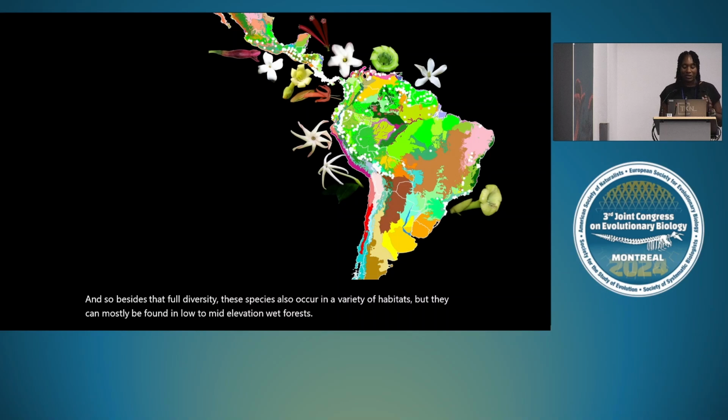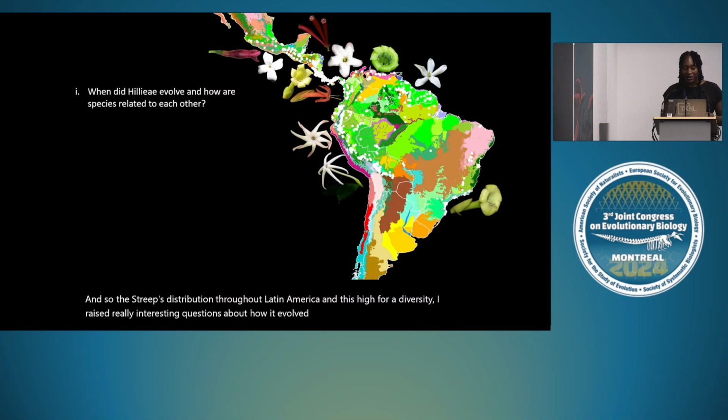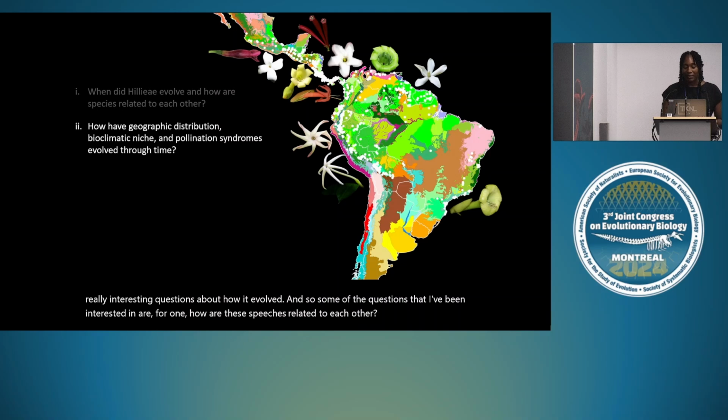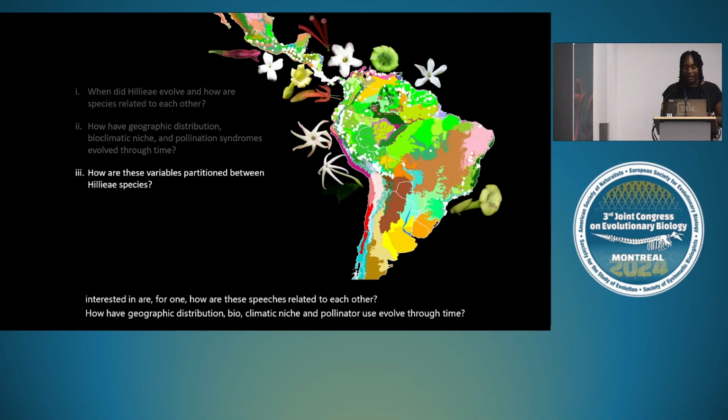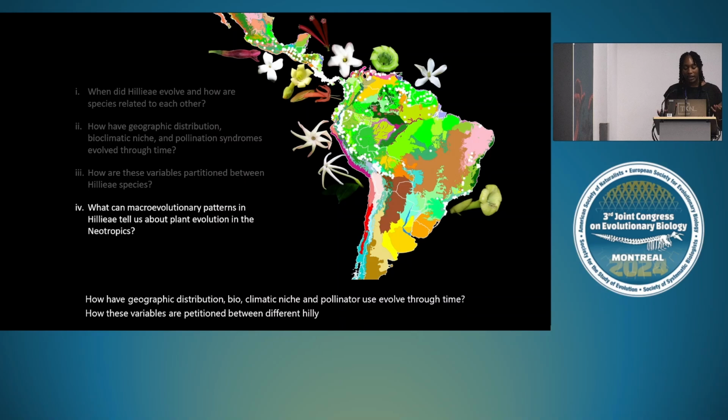This group's distribution throughout Latin America and this high floral diversity raised really interesting questions about how it evolved. Some of the questions that I've been interested in are, for one, how are these species related to each other? How have geographic distribution, bioclimatic niche, and pollinator use evolved through time? How are these variables partitioned between different Hyliae species? And then what can those macroevolutionary patterns tell us about plant evolution in the neotropics more broadly?